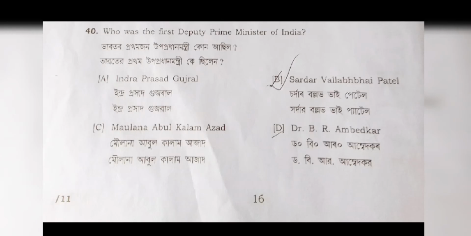Next question is 40, which is, who was the first Deputy Prime Minister of India? Is it option A, Inder Kumar Gujral, B, Sardar Vallabhbhai Patel, C, Maulana Abul Kalam Azad, or is it D, Dr. B.R. Ambedkar? The correct option is Sardar Vallabhbhai Patel.